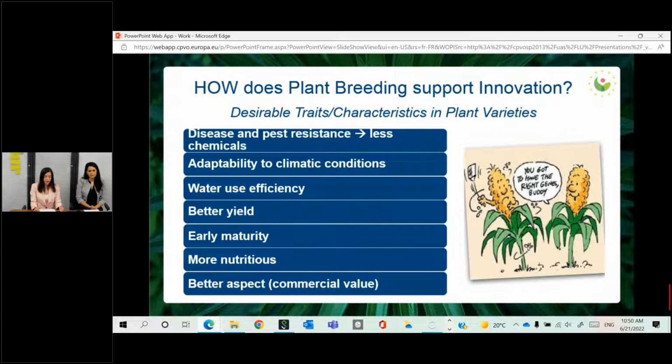An example of commercial value would be, for instance, an apple, which is characterized by a hard, crunchy fruit, or by a green, shiny, attractive skin, or by a juicy flesh.